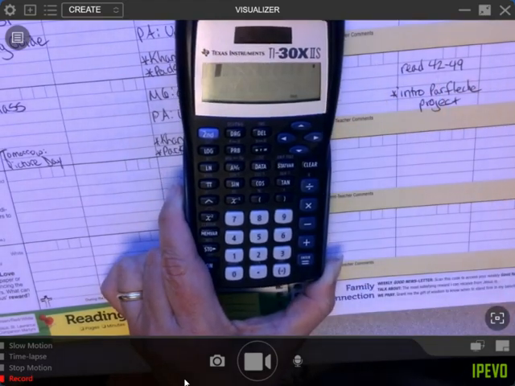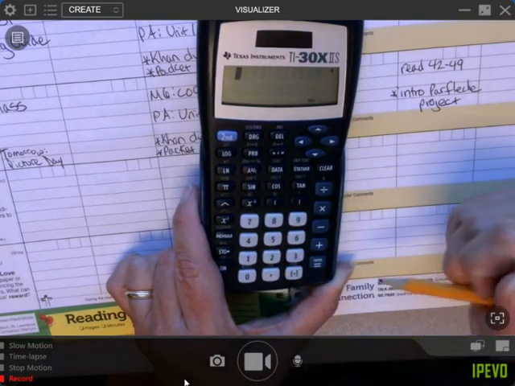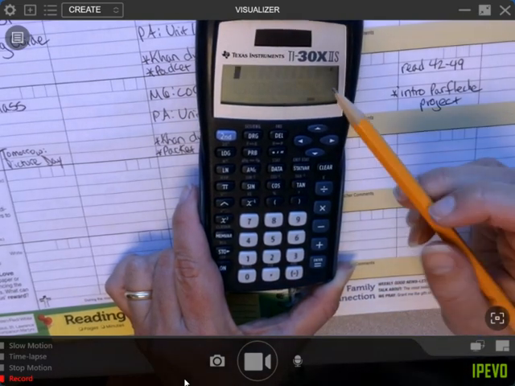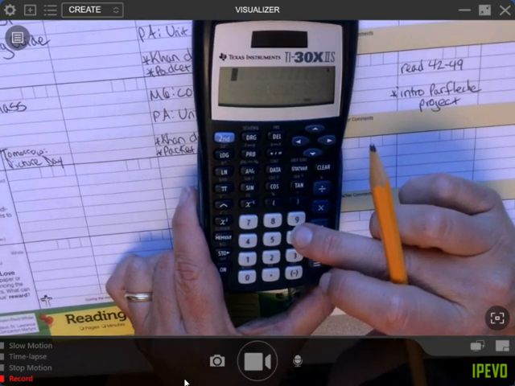Is it kind of hard to see with that glare there? Yeah. Is that better? Yeah. All right. So I'm going to keep it tilted a little bit so the sun isn't hitting it.